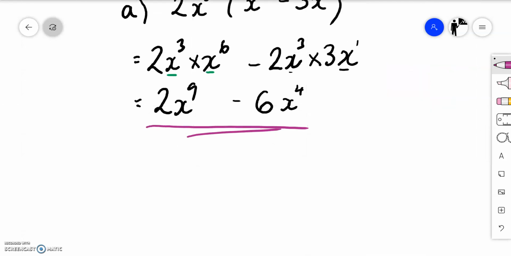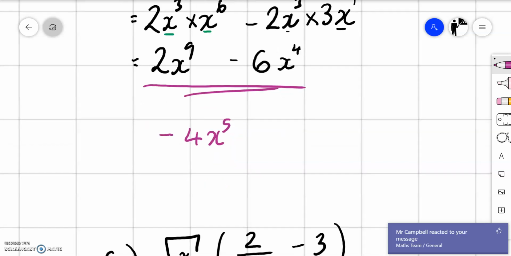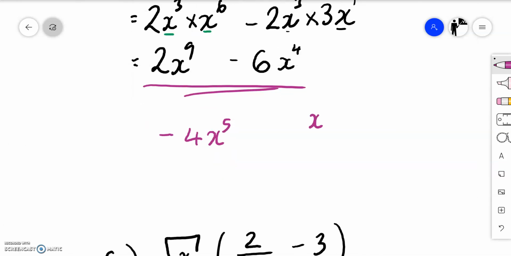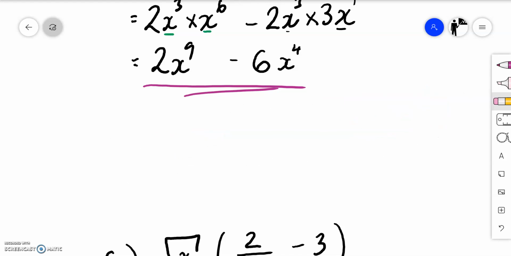Some people might say, oh, that's going to be negative 4x to the 5. But that wouldn't work, because the powers are not the same. Just like when you're collecting like terms, if you had 2x cubed plus 3x squared plus x squared, you could only combine your x squared. So here we've got different powers, so we can't combine them. So that was example 1.